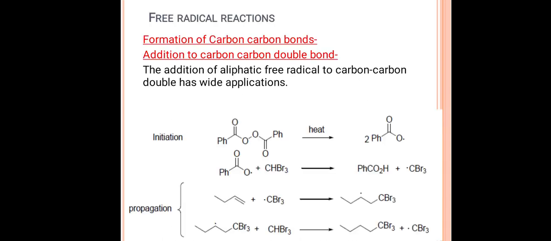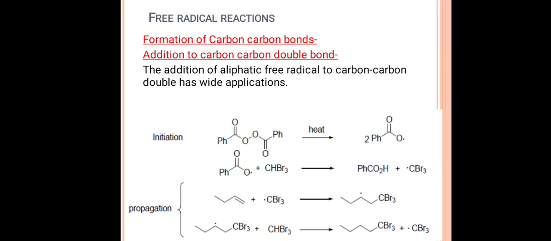In the free radical reaction, the formation of a carbon-carbon bond takes place, that means the addition to the carbon-carbon double bond. The addition of aliphatic free radicals to a carbon-carbon double bond has wide application. The reaction is started by the initiation process. Here the oxygen single bond oxygen is there. That reaction is performed with heat. After that the bond between the oxygens opens, and there is a formation of oxygen radical.